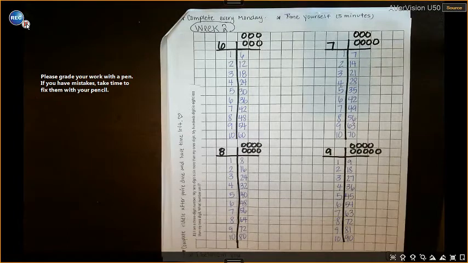Okay, boys and girls, so these are the answers to the multiplication T-chart. Go ahead and grab a pen and grade your work, and if you have any mistakes, go ahead and fix them with your pencil. I really hope that you were able to complete these in less than 5 minutes. If you weren't, please take some time later today to time yourself again and work on a different one on a separate sheet of paper. So now we will begin with our lesson. Make sure you have your Module 5 book ready with your pencil and any other supplies that you may need.